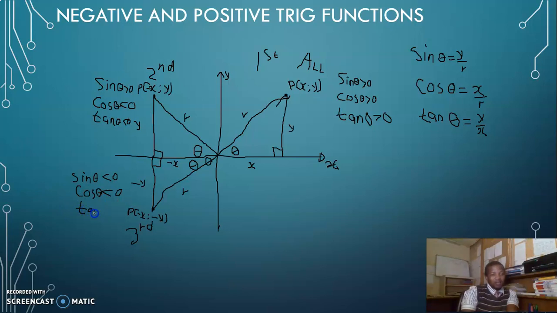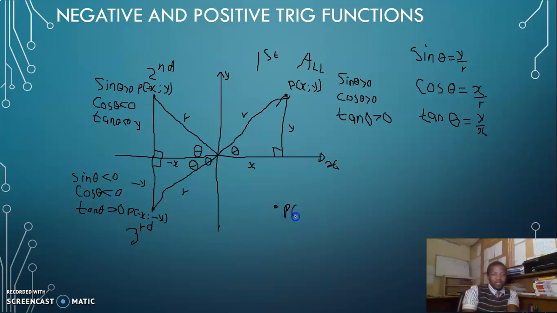What about tan theta? Our tan theta is opposite over adjacent. So when we are here in the third quadrant, our opposite is minus y. Our adjacent is what? Is minus x. So minus minus, that is positive. So our tan theta is greater than 0. So tan theta is positive here, and then cos theta is negative, and sine theta is negative.